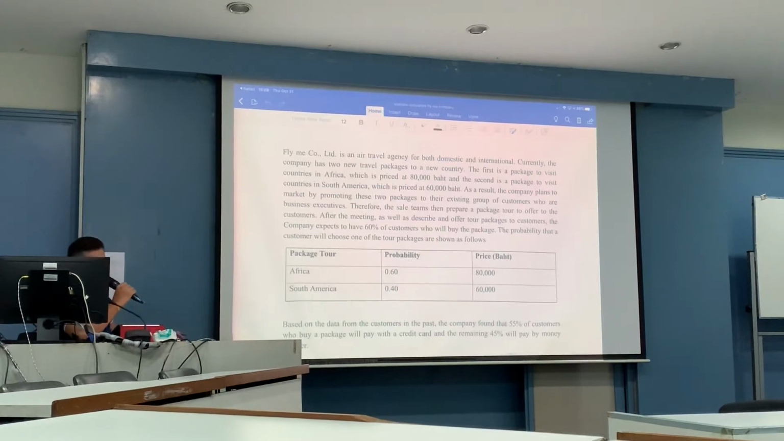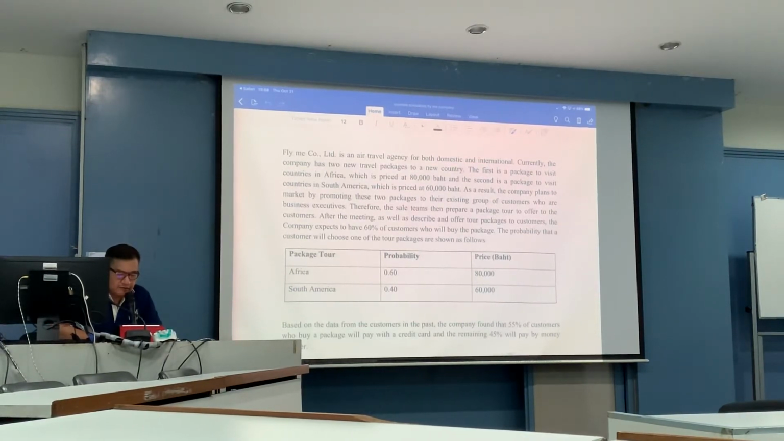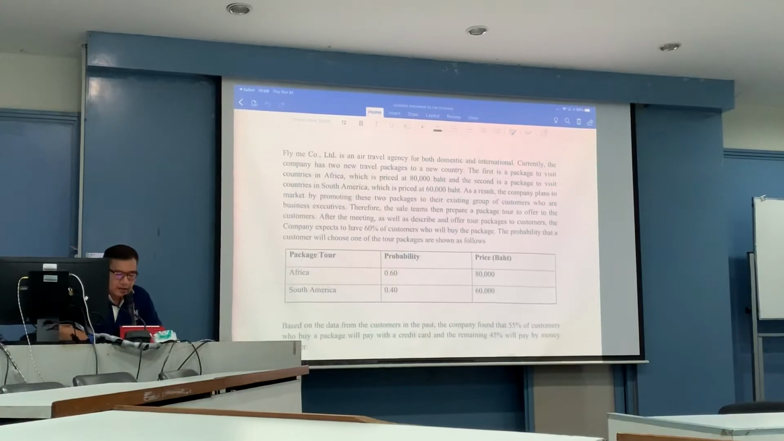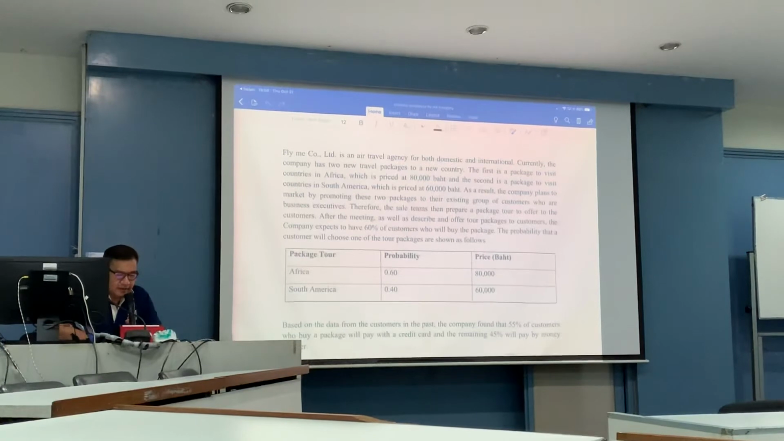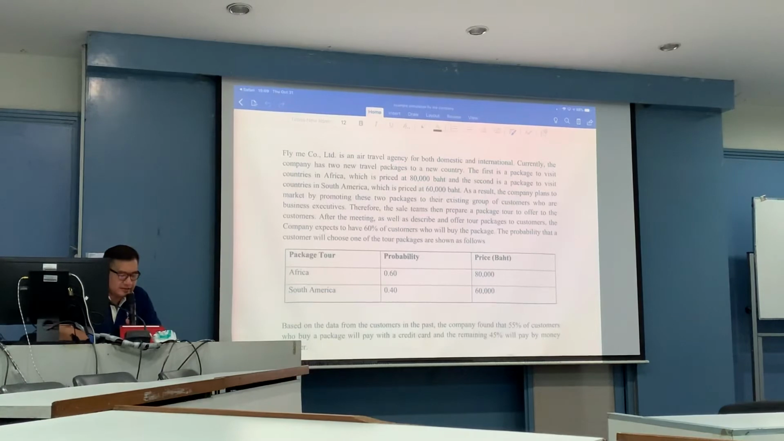Okay, we have a company called Flyme Companies. It's a travel agency. They do both domestic and international. Currently, the company has two new travel packages to new countries. The first package is to visit Africa. The price is 80,000 baht. And the second package is to visit South America, where the price is 60,000 baht. So as a result, the company plans to market by promoting these two packages to the existing group of customers who are business executives.